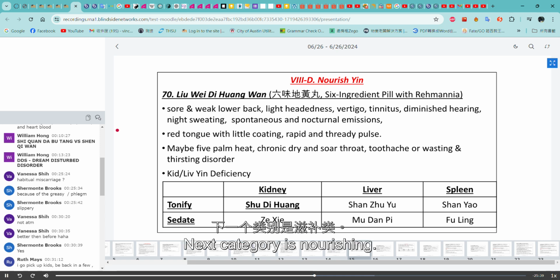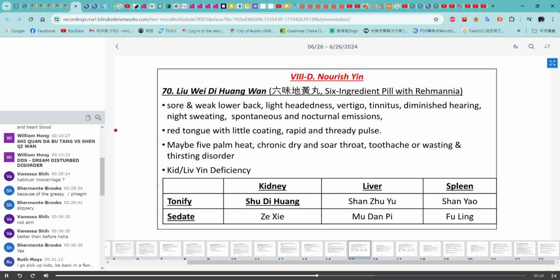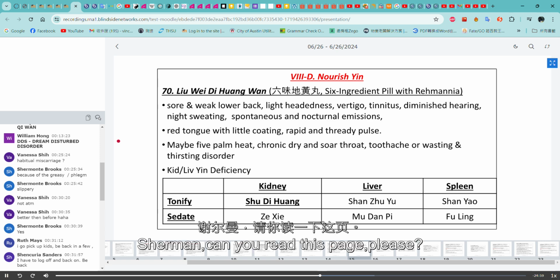Next category is nourish yin. Okay, nourish yin. So, Centuria, can you read this page, please? Centuria, can you read? No problem. Okay. Sherman, can you read this page, please?